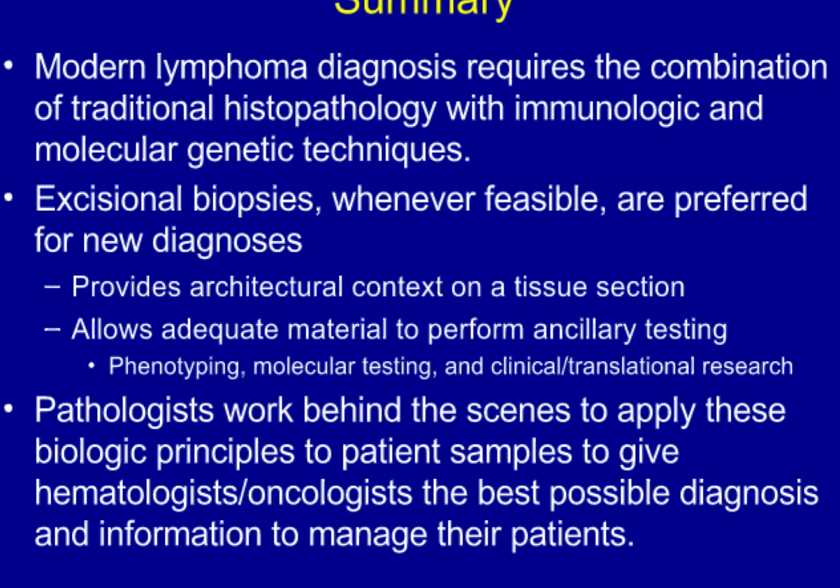So in summary, modern diagnosis really requires a combination of traditional histopathology and the immunologic and molecular techniques that I talked about. Excisional biopsies, whenever feasible, are preferred for new diagnosis. I know we try to do things minimally invasively and do little needle biopsies, but it can make it hard to make the correct diagnosis. And as you can see, we need to do a lot of ancillary studies, and for that, we need some tissue.